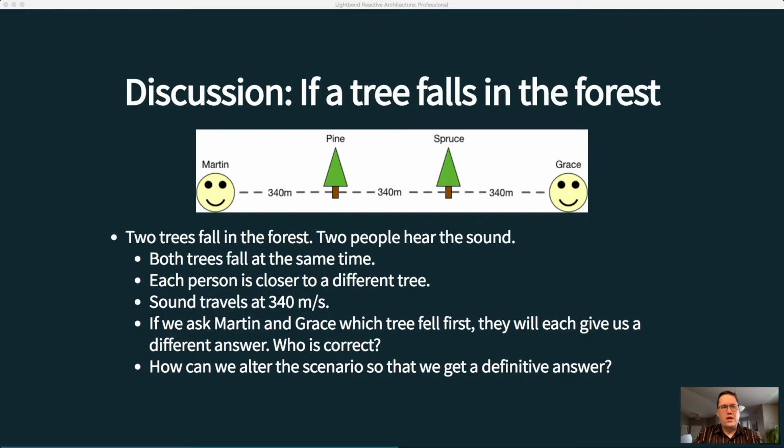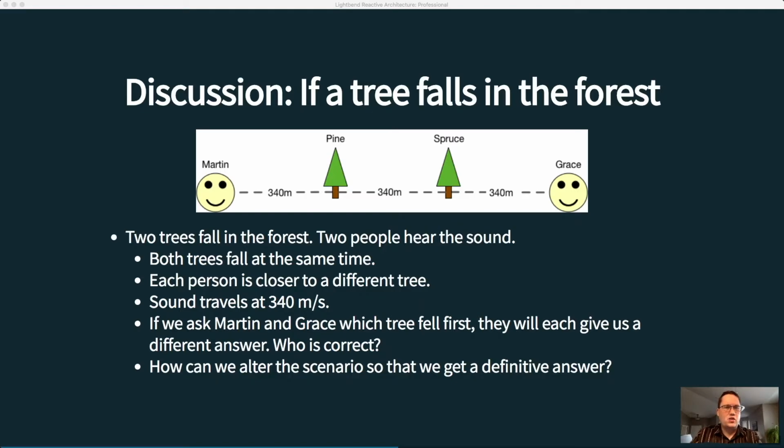Now, the problem that we have is deciding who is correct. How do we decide whether Martin is correct or whether Grace is correct? The reality is that we can't. With just the information that we have available to Martin and Grace, we can't determine who is correct. What we have to do is modify this situation in order to make that determination. So the question is, how do we modify it in order to fix the problem?